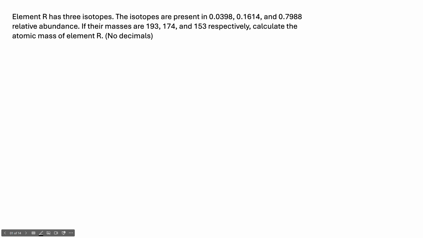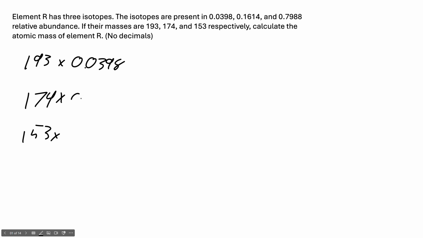There we go. I'm going to start by taking each of the different isotope masses, so 193, 174, and 153, and I'm multiplying each of these values by their corresponding relative abundance. So the first one will be times 0.0398, the second one 0.1614, and the final 0.7988. I'm going to grab a calculator real quick and plug these values in.